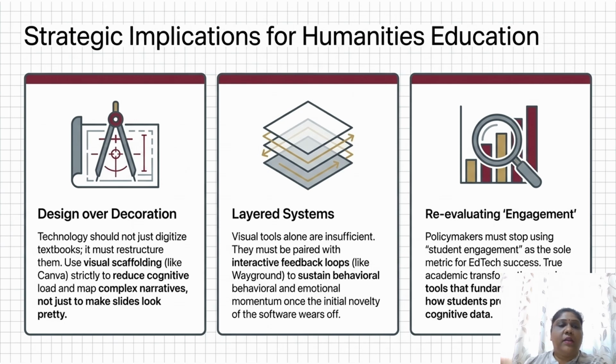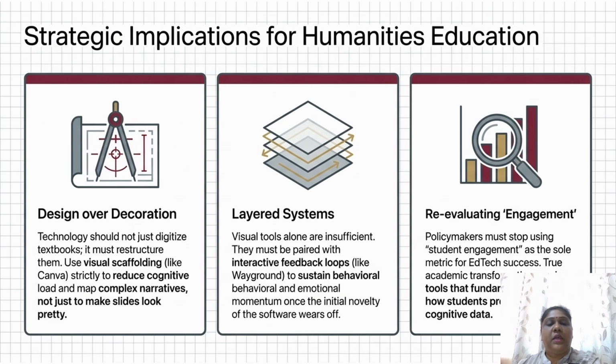Okay, the final one is the implications for students' education, humanities education. First, design over digitization: technology should not just digitalize the textbook. It must restructure it. Visual scaffolding like Canva is strictly to reduce cognitive load and map complex narratives, not just make a slide look pretty.